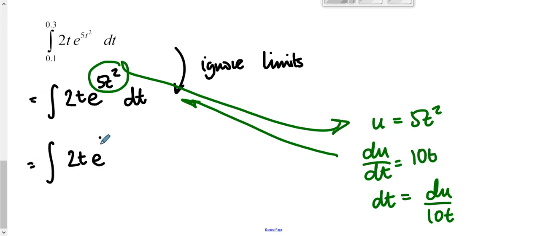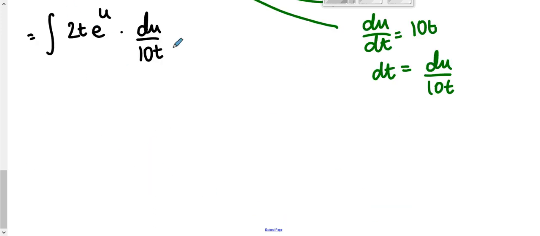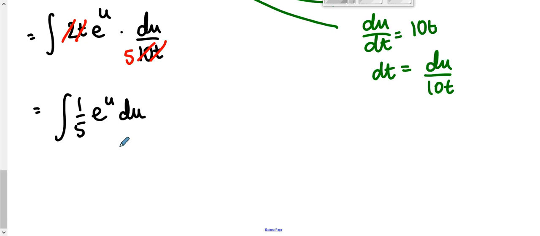So I'll just go in here. 2t e to the u times du over 10t. And then the t's will cancel. So let's do that. T's cancel. And the 2 cancels the 10 to leave 5. So I'm going to write that as 1/5 of e to the u du.